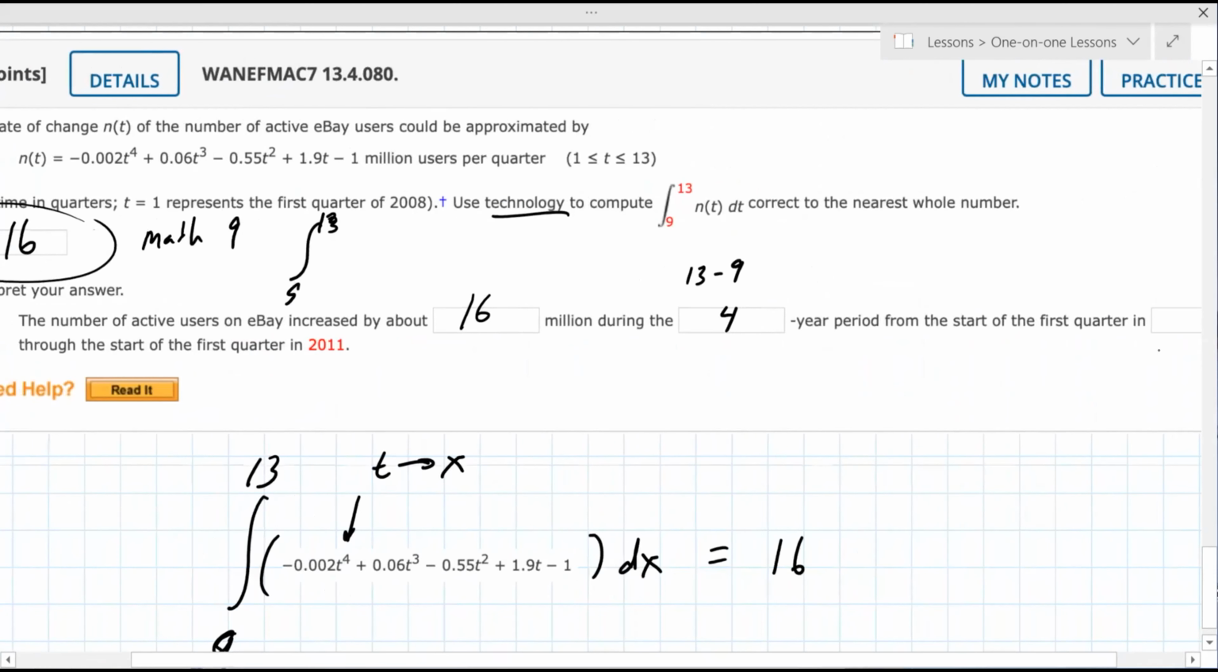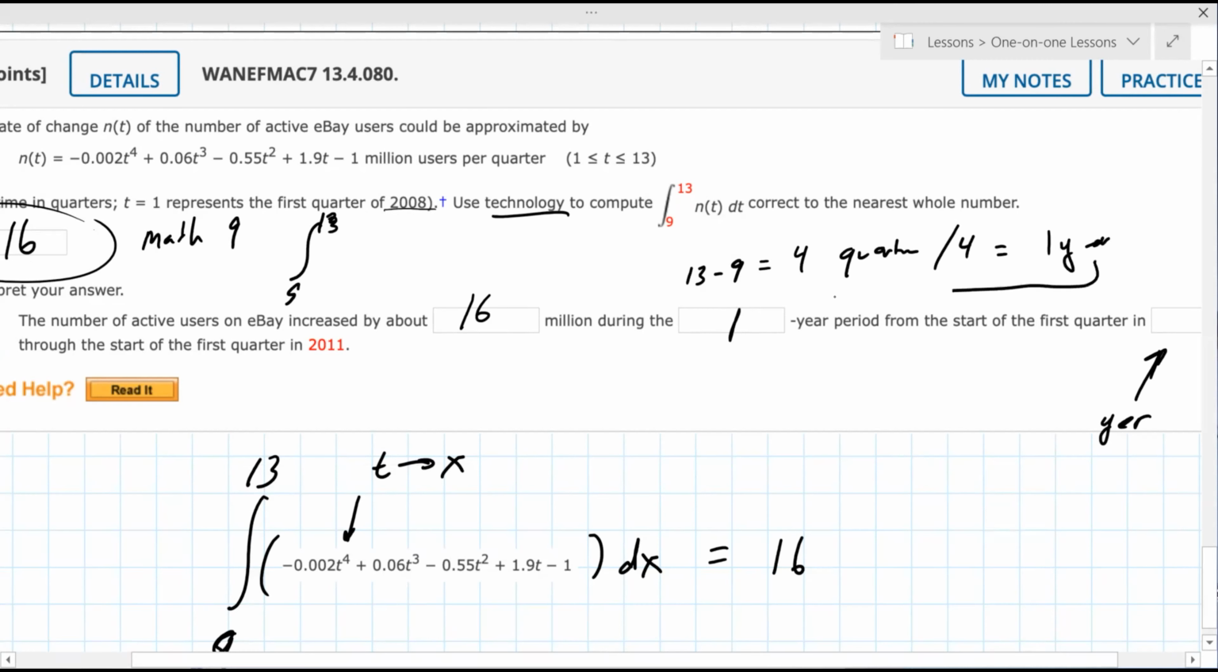So it wants a year here. And I don't know what year to give it because you're starting at, okay, one is 2008. Oh, that's the first quarter. Sorry, I don't think this is right because the number of quarters is... this is so weird. It says during the 1-year period from the start of the first quarter in 2010. So 13 minus 9 is 4 quarters, and you know that there are 4 quarters in 1 year. So that's how that number gets produced.